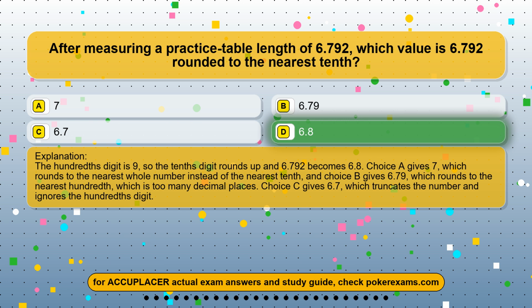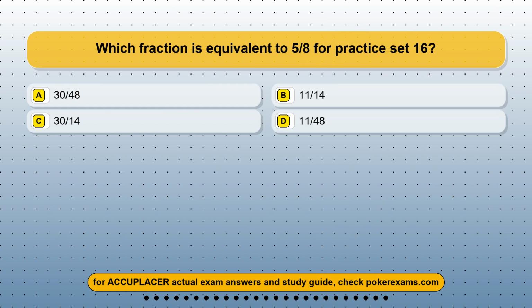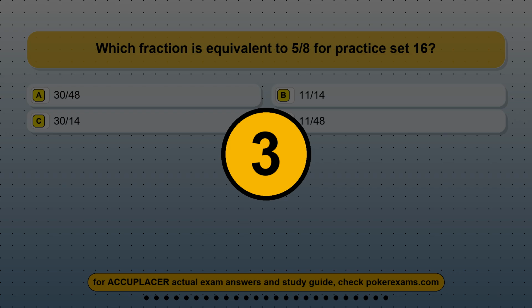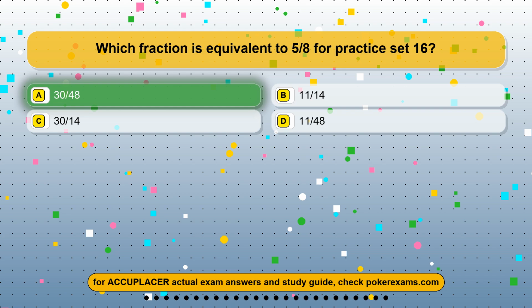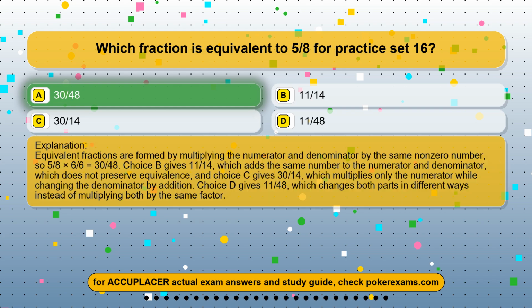Question 7. Which fraction is equivalent to 5/8 for practice set 16? Option A, 30/48. Option B, 11/14. Option C, 30/14. Option D, 11/48. The correct answer is option A, 30/48. Equivalent fractions are formed by multiplying the numerator and denominator by the same non-zero number, so 5/8 times 6/6 equals 30/48.